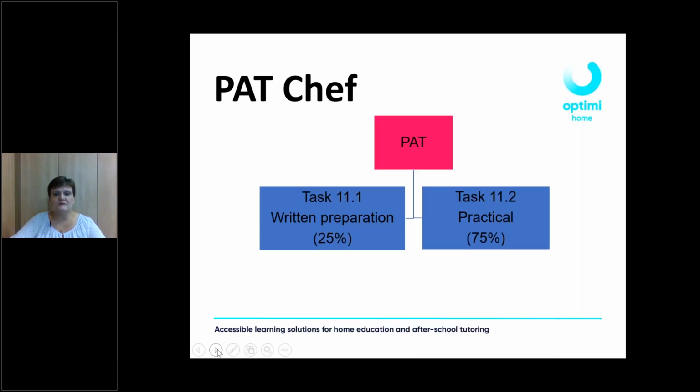So for you to understand how this PAT works, the PAT consists of two tasks. First of all, task 11.1, which will count 25% of the 100 marks for the first PAT. That is a written preparation and can be done at home. Then the assessor will mark it, and we will discuss that later on. Then we get the very important one, task 11.2, which is the practical, and these two tasks work together as one PAT. That counts 75% of the task.